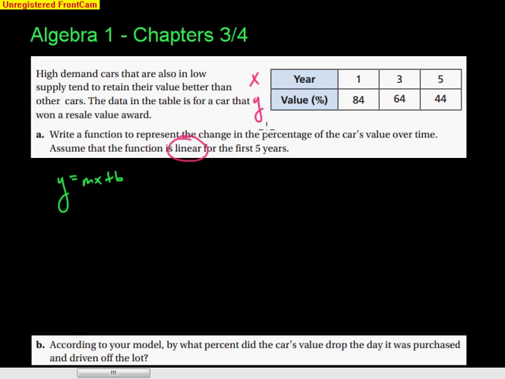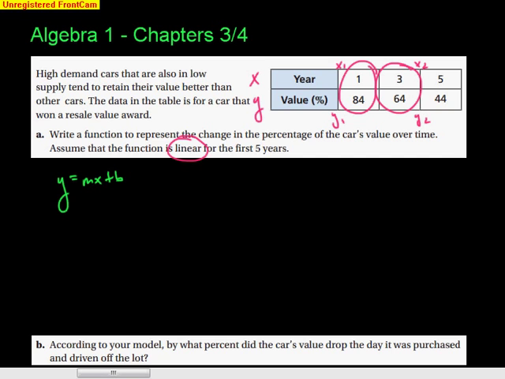Well, to do that, I need to find the slope and the y-intercept. What do they give me? They actually give me 3 points. These are 3 x and y values. Let's choose 2 of them, the first and the second, and find the slope between those two. So in this table, let 1 be x1 and 84 be y1. Let 3 be x2 and 64 be y2.